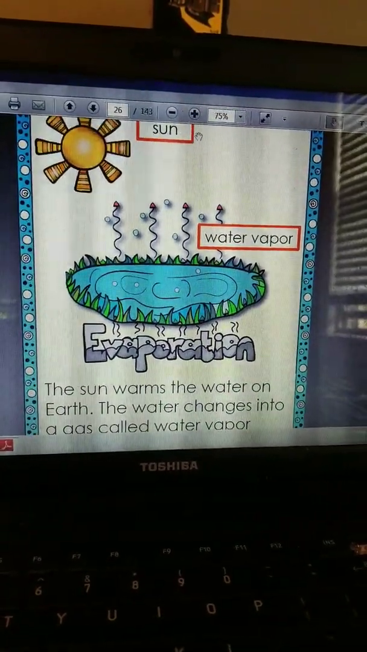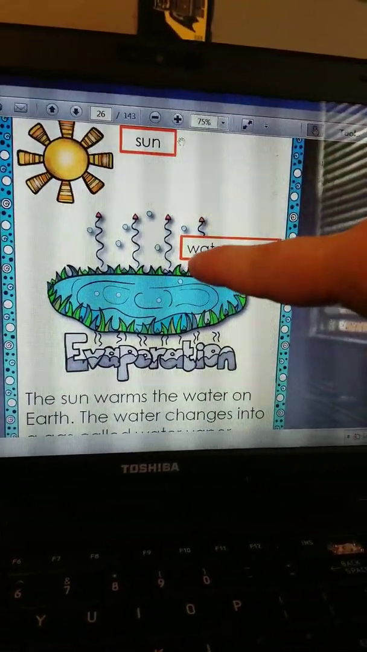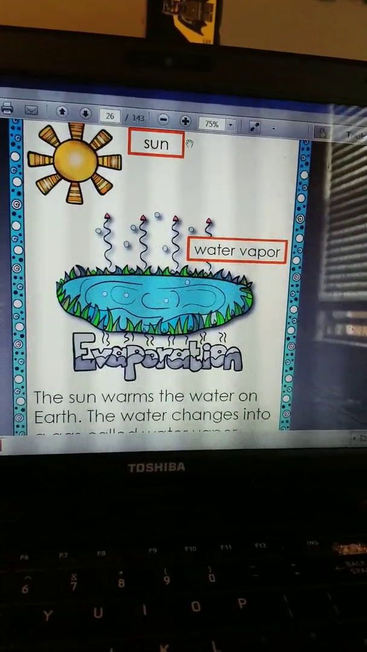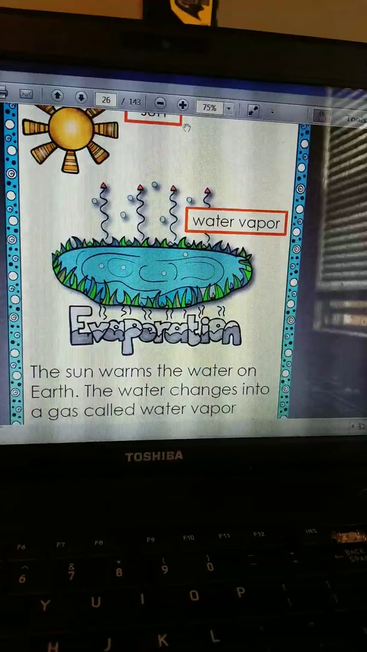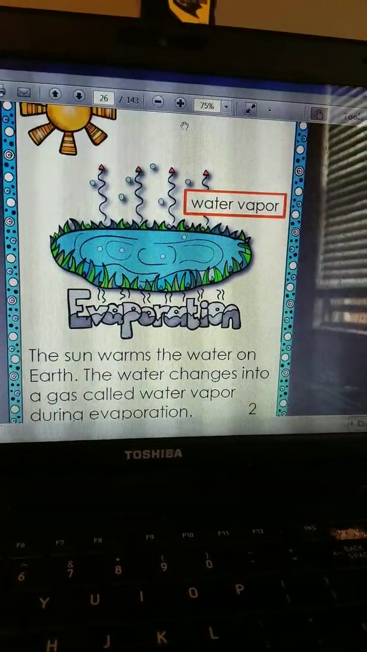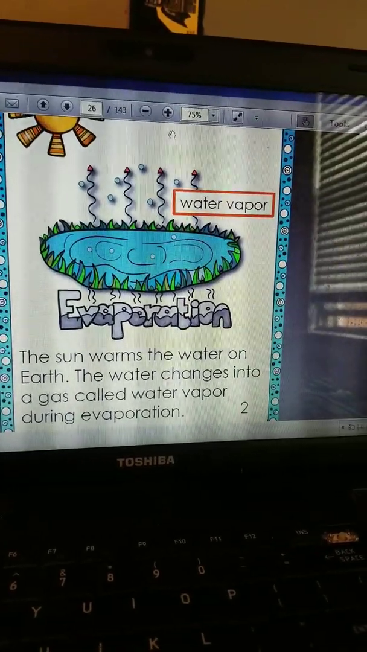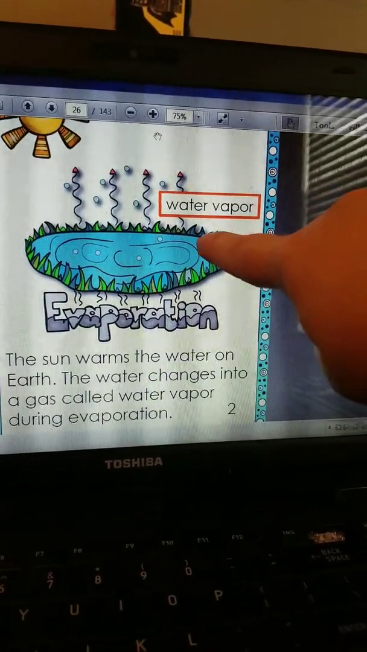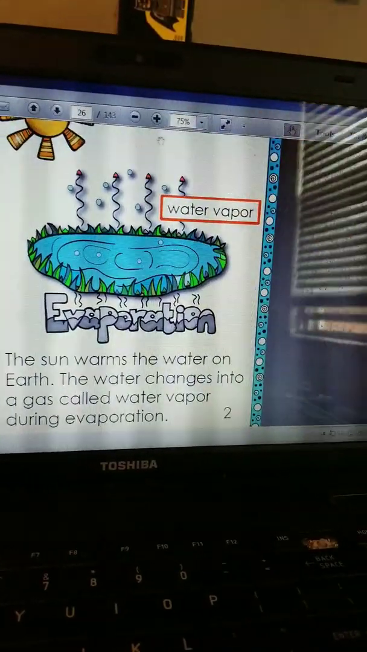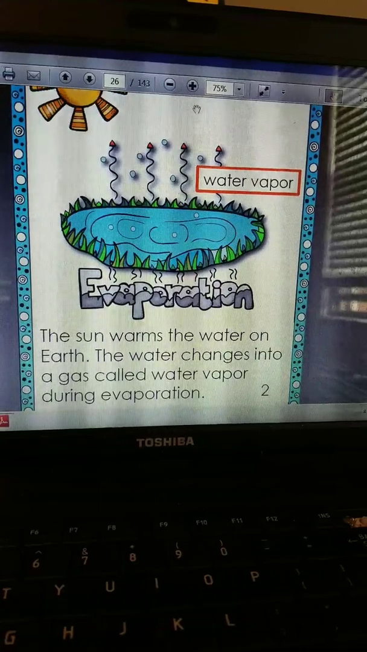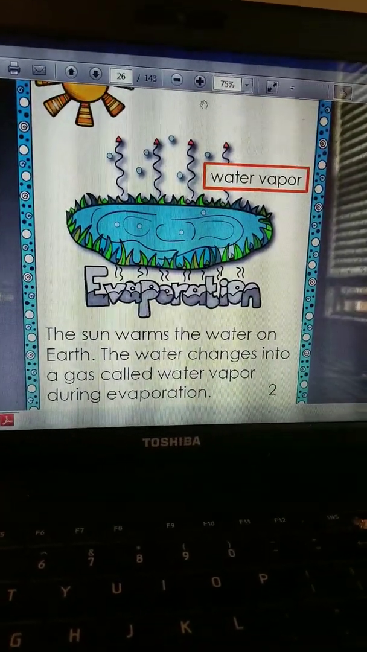Evaporation. All right, in this picture you see the sun shining so brightly, you see a pond, and then you see these squiggly lines. That is water vapor. The sun warms the water on the earth. The water changes into a gas called water vapor during evaporation. So the water is which state of matter? Liquid, exactly. Water vapor is what state of matter? Gas. Very good. Excellent job, kindergarten. You are very, very smart.